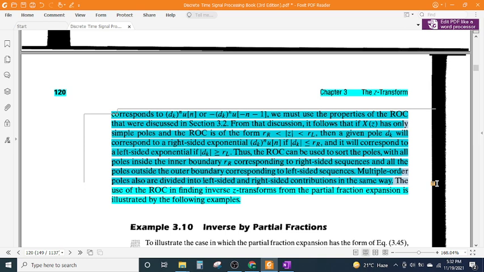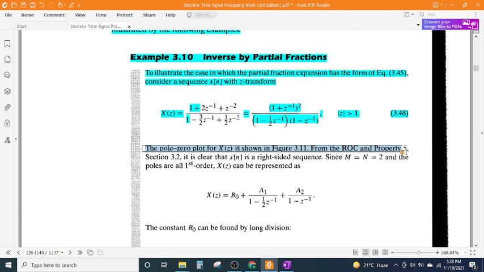Example 3.10, Inverse by partial fractions. To illustrate the case in which the partial fraction expansion has the form of Eq. 3.45, consider a sequence x[n] with z-transform X(z) given by Eq. 3.48, with ROC |z| > 1. The pole-zero plot for X(z) is shown in Figure 3.11. From the ROC and Property 5, Section 3.2, it is clear that x[n] is a right-sided sequence.